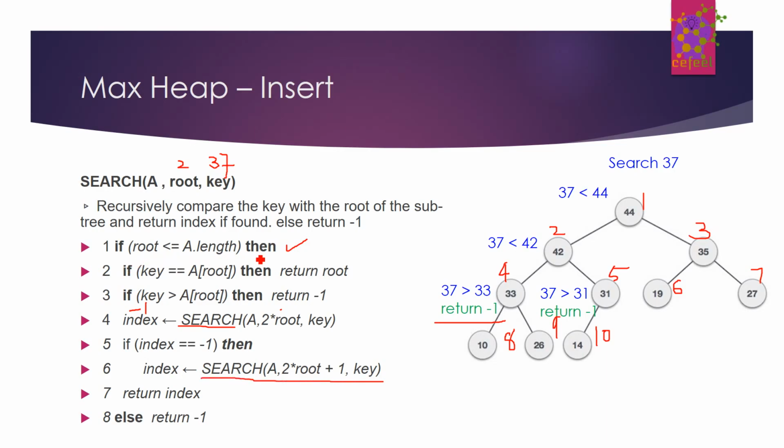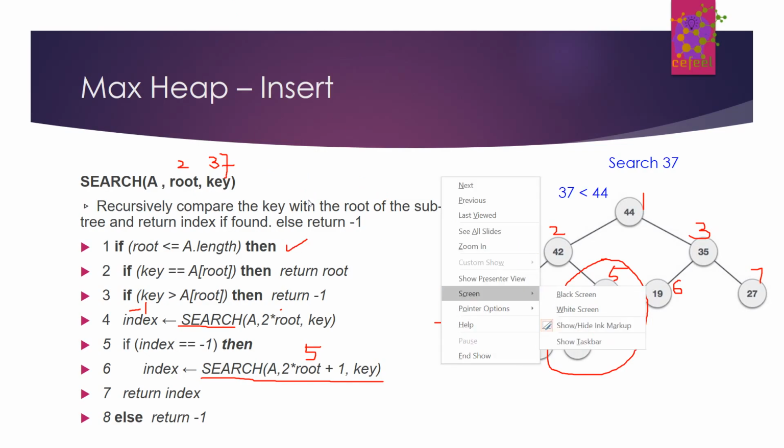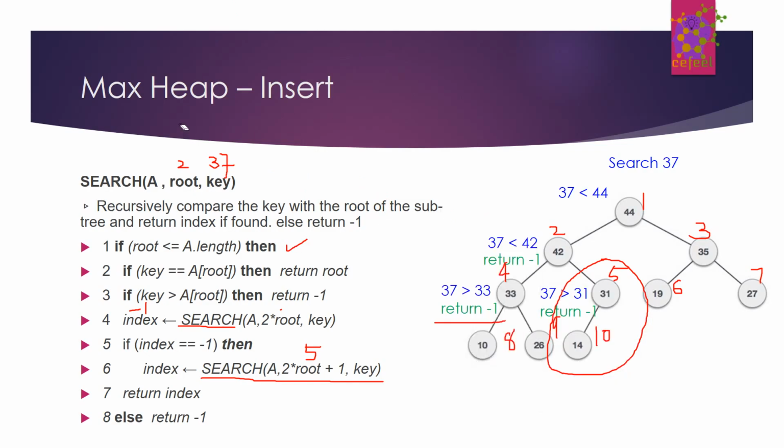So search a, 2 * root + 1, key. This 2 * root + 1 is 5, 2 times 2 plus 1. So search will now be done in the right subtree over here. When this recursive call is made, 37 will be compared with 31, and we will find that 37 is greater than 31, so we again return -1 over here. So this will also return -1, and then we will return -1 to the previous call. The previous call was search 1. So in this case root was 1.